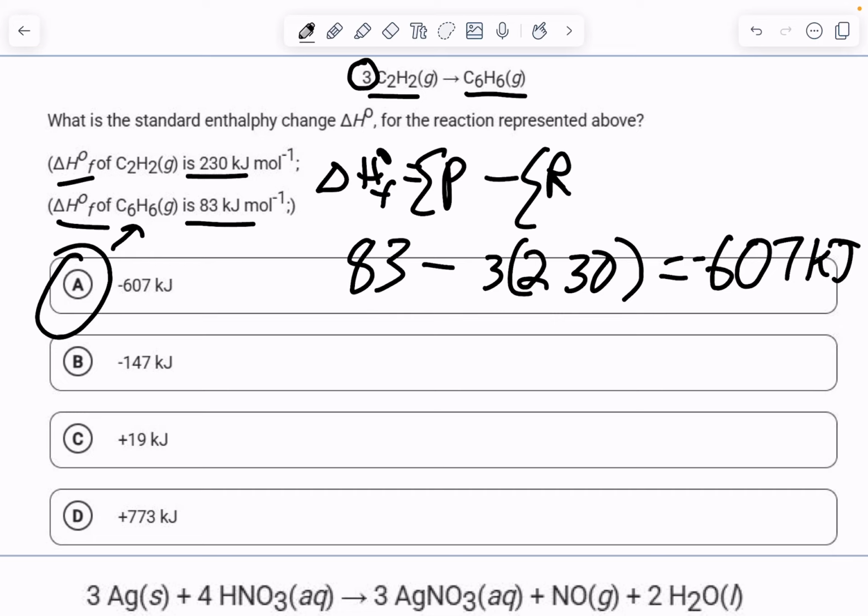And that's all it is. That's all you got to do. So you just got to plug and chug these numbers from the data that they give you, and understand that it's the summation of the products minus the reactants.